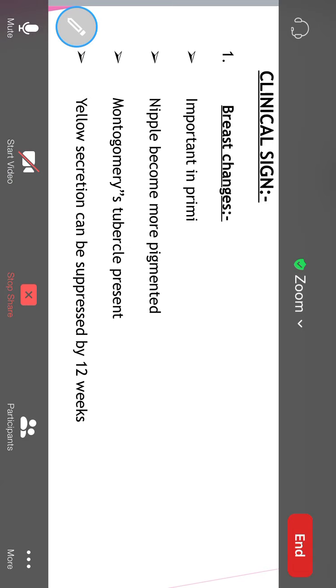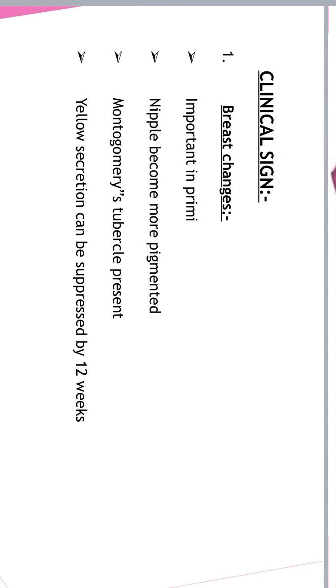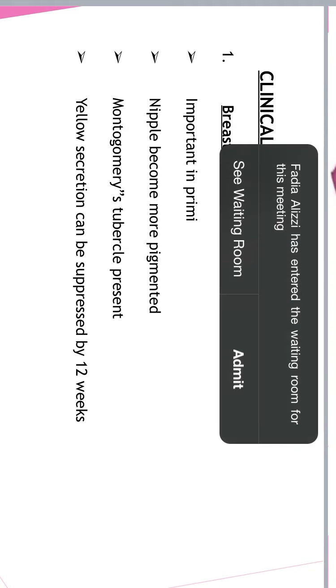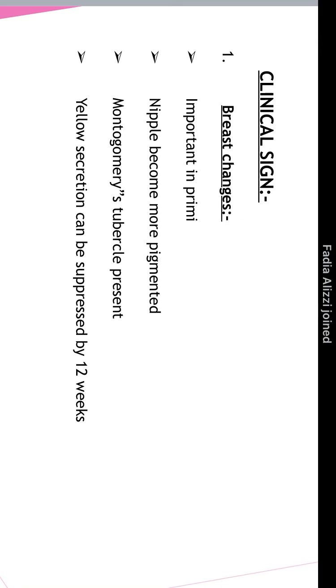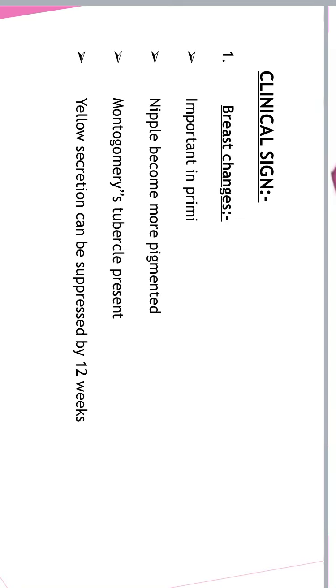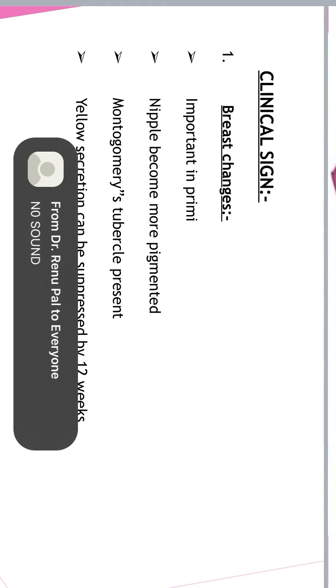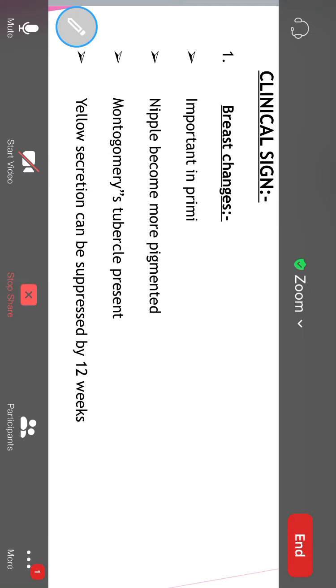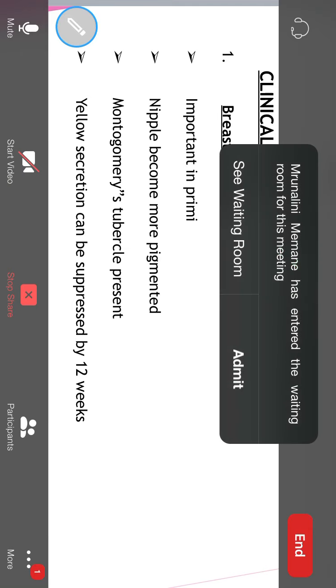First, if the patient has a breast complaint, you can examine the breast. Breast changes are very important in a primigravida. The nipple becomes more pigmented and dark. Montgomery's tubercles are present, small tubercles around the nipple and on the areola.